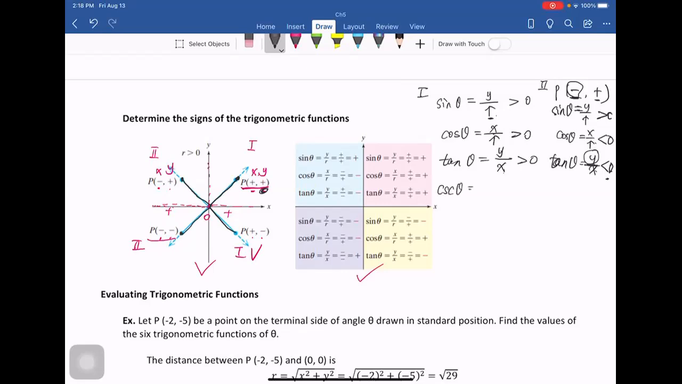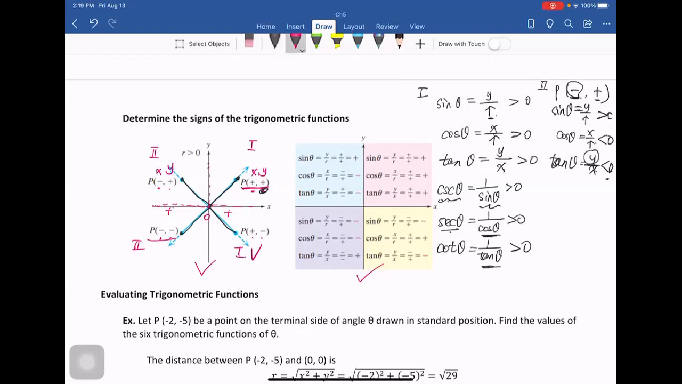cosecant theta equals 1 over sine theta. If sine theta is greater than 0, the cosecant is greater than 0. Secant theta equals 1 over cosine theta, if cosine theta is greater than 0, they're both greater than 0. Cotangent theta equals 1 over tangent theta. If tangent is greater than 0, it's greater than 0. So the co-functions have the same sign.